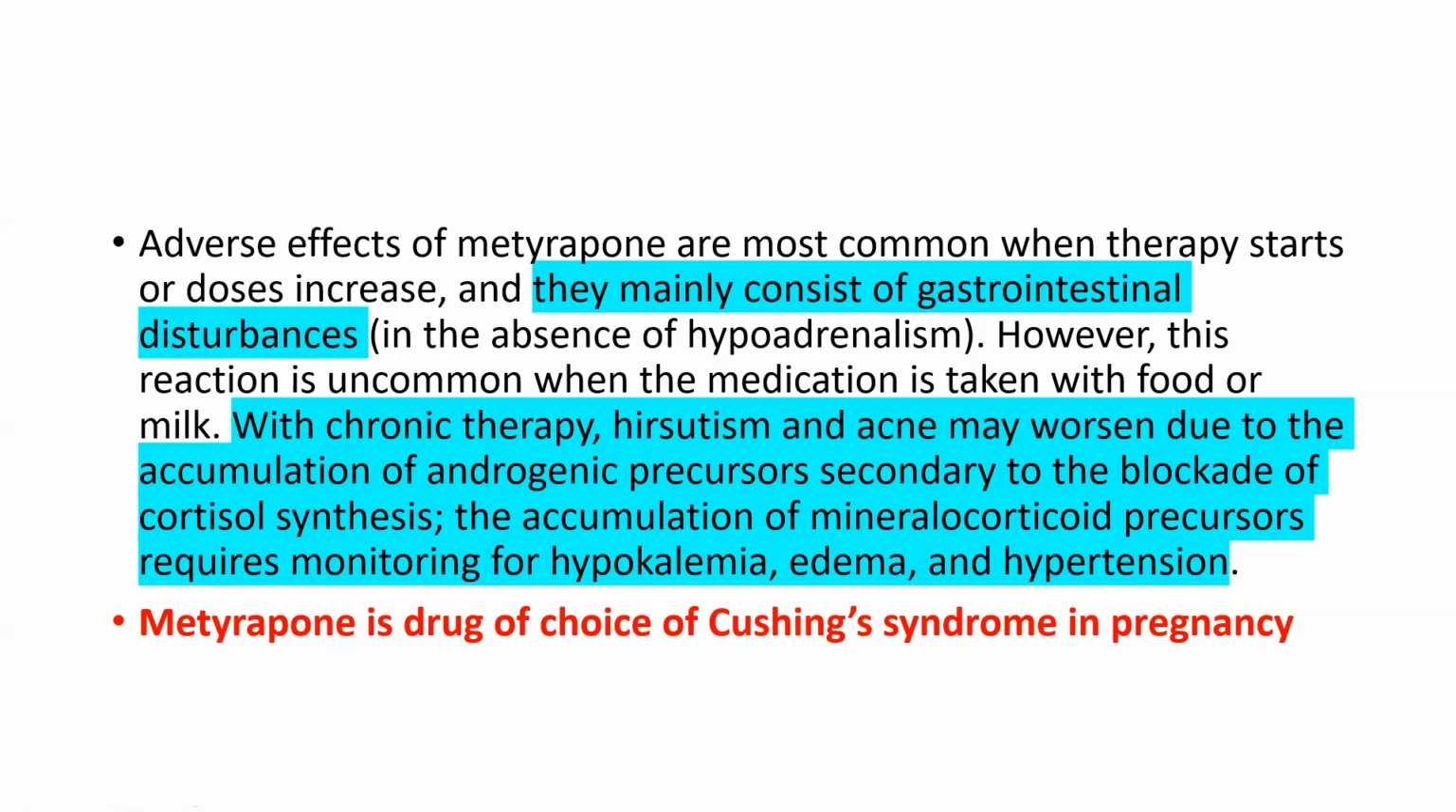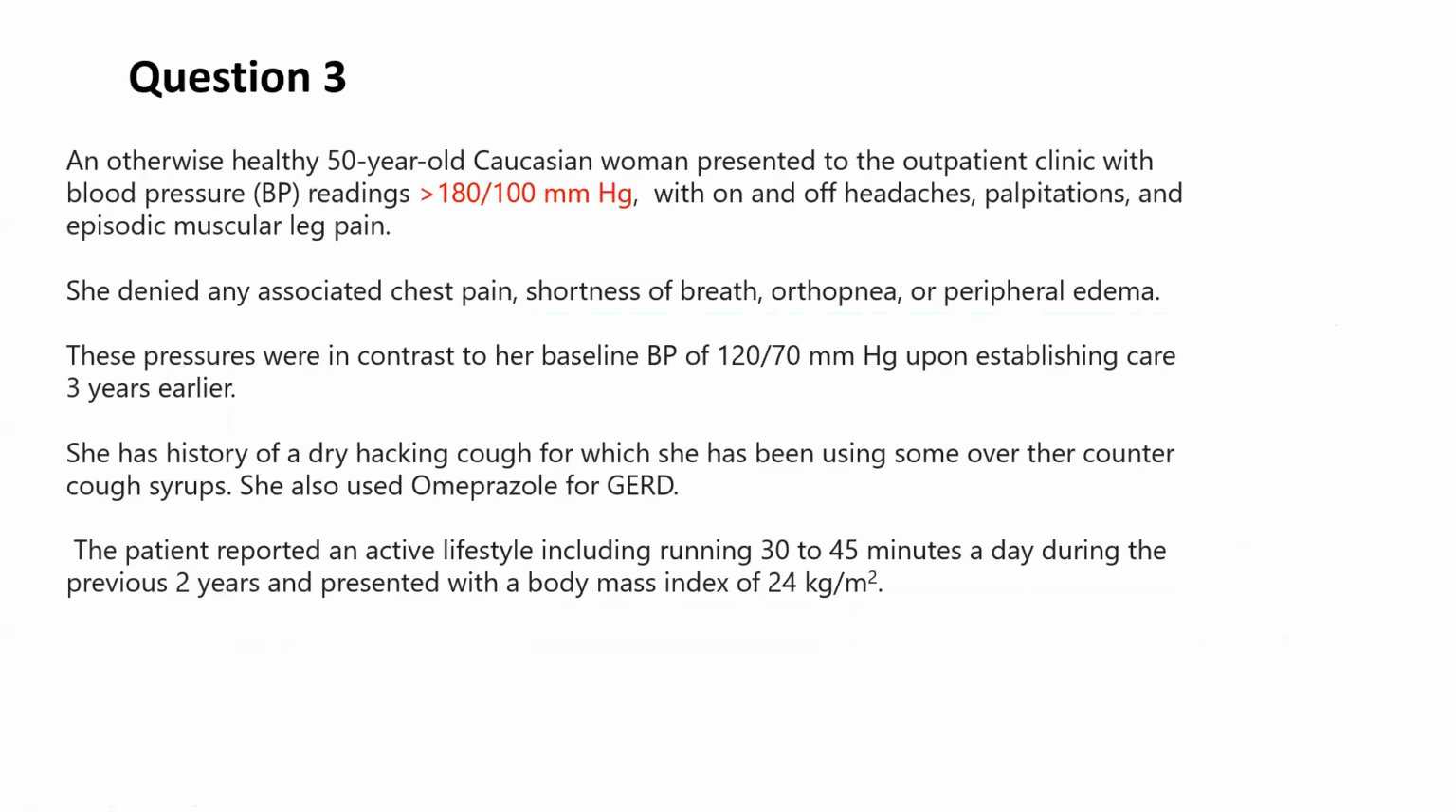Okay. Of course, the accumulation of the mineralocorticoid precursors like the deoxycortisol, deoxycorticosterone, will require monitoring for the electrolytes like potassium, edema, and if there is any hypertension developing secondary to it. Metyrapone is the drug of choice for Cushing's syndrome in pregnancy. So another important question which has appeared before in the exams. What else is metyrapone drug of choice in? So metyrapone is drug of choice for Cushing's syndrome in pregnancy. So again, very important. So this concludes metyrapone, which is a very important topic for the exams.